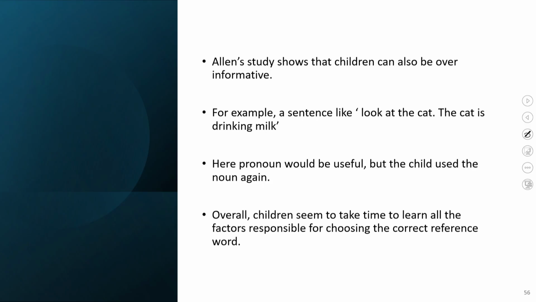For example, a sentence like, "Look at the cat is drinking milk." There is no need to repeat the cat in the second sentence. Here pronouns could have been used, but they do not. So, overall the finding is that children take time to learn all the factors responsible for choosing the correct reference word. So, this is about reference.